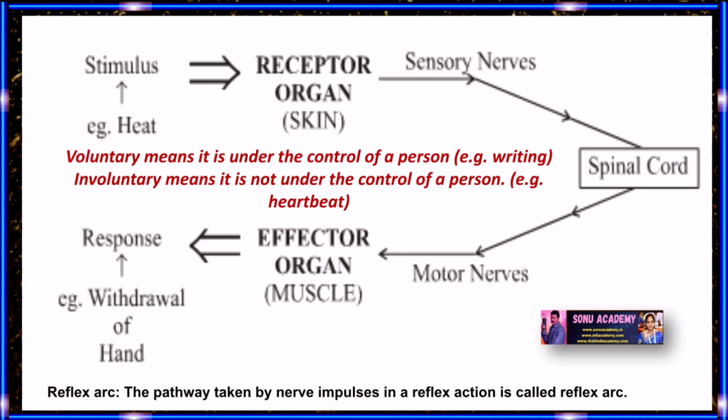Children, let us see what voluntary means. It means under the control of a person, for example writing. Involuntary means it is not under the control of a person, for example heartbeat.